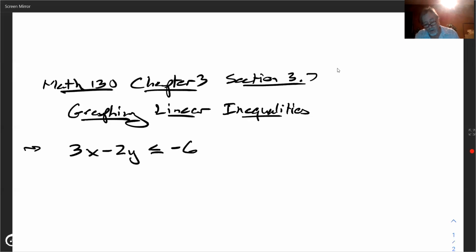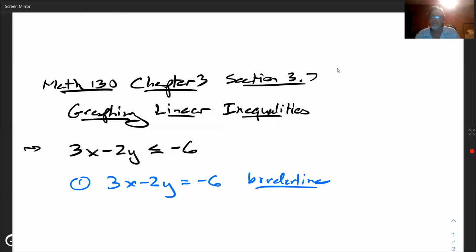Okay. So step one: if it says graph the solution set, or graph the set of solutions that satisfy this inequality, or it just says graph the linear inequality, then what I do in step one is I just take 3x minus 2y and set it equal to minus 6, because for me, this is the so-called borderline. This is where they're equal. If you're less than, you're on one side or the other. So we've got to graph to see where the dividing line is.